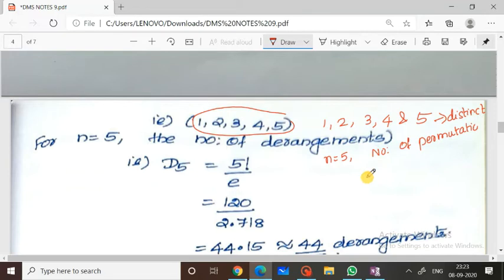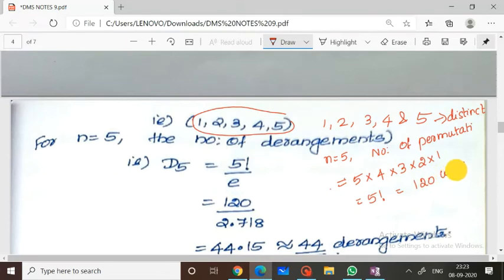So this is equal to 5 into... the first place can be filled in 5 ways, the second place can be filled in 4 ways, the third place can be filled in 3 ways, the fourth place can be filled in 2 ways, and at last in 1 way. That is equal to 5 factorial, which is equal to 120 ways.